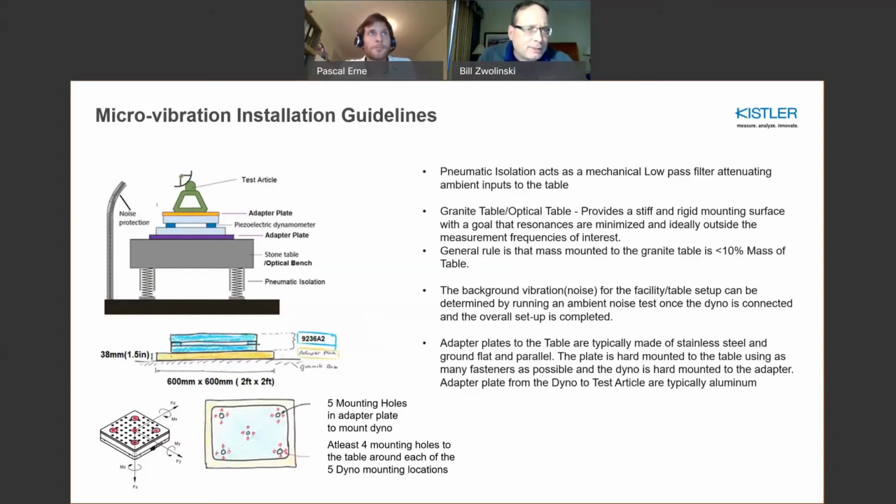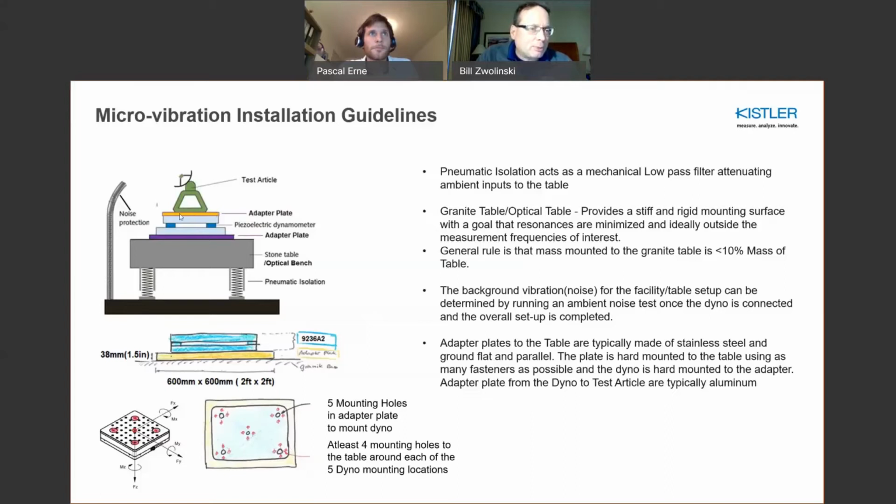The adapter plates, as I said, are usually thick and ground, flat and parallel. They usually have many mounting holes. The more fasteners, the better, is what I had said in the last session. So this dynamometer would have 5 mounting holes, and then you would at least mount around each hole into the granite block to get the best frequency response. So how you mount the dynamometer and adapter plates will affect the overall frequency response.